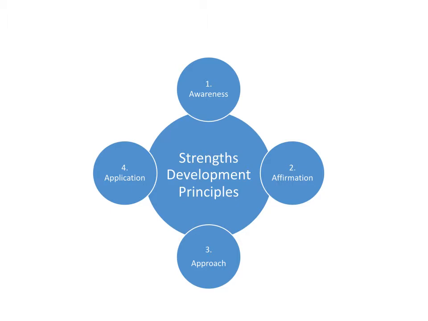Just as a reminder, here are the four strength development principles, the big 4 A's. The first principle is awareness of our strengths. In this step, we do some self-reflection or formal assessment to identify our talents and our strengths. We talked about doing the Clifton StrengthsFinder or StrengthsQuest to do the formal assessment to get our top 5 signature themes, our strength themes, where we get our 5 talent groups.